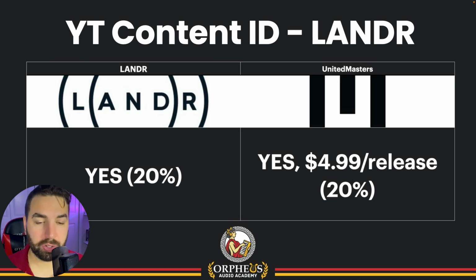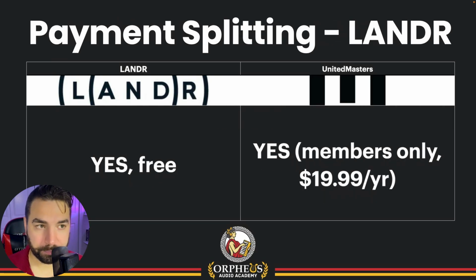So that makes LANDR the clear winner here, because that can definitely add up if you're paying $5 for every release just for YouTube Content ID, whereas for LANDR, it's free. It's built in with their cheapest plan for a limited time. I don't know how long that's going to be available, but eventually it's probably going to be only their middle tier. But right now, you can get YouTube Content ID with the cheapest plan, which is really awesome. So LANDR is the winner here as well.